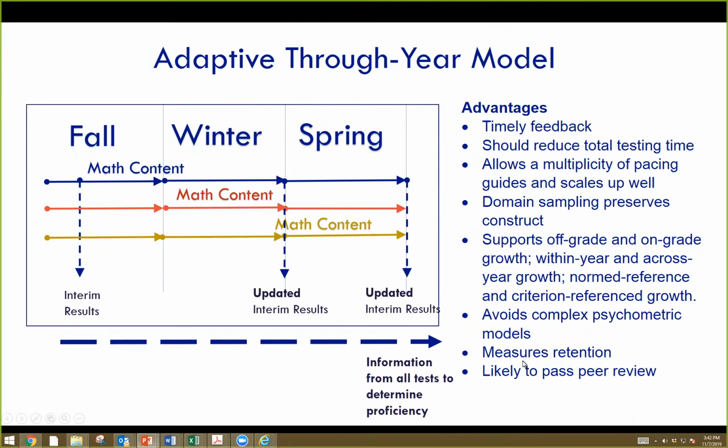And so in general, it is relatively simple in comparison to other models that we might use. Measures retention, so we're going to be able to see if a student knows something and then check back with them later on, so it can measure retention. And we believe it's likely to pass peer review. Peer review is the federal level that we need to reach to show that we have technically sound and high quality tests. And so we believe that this model, this adaptive through-year model, is likely to pass that peer review.